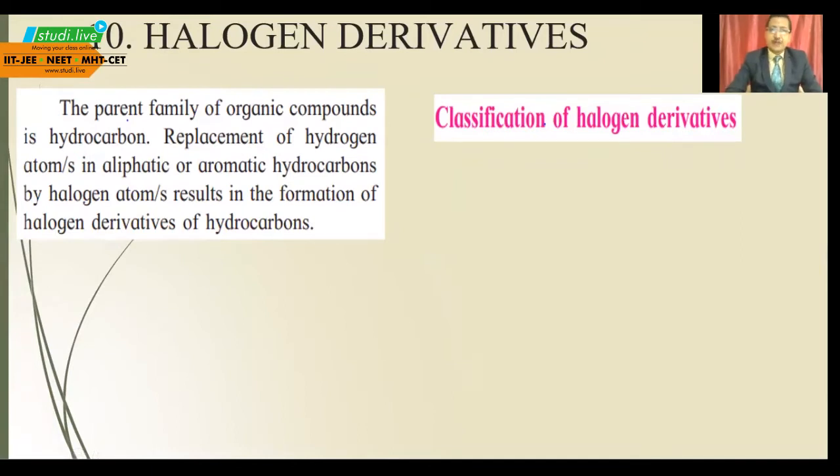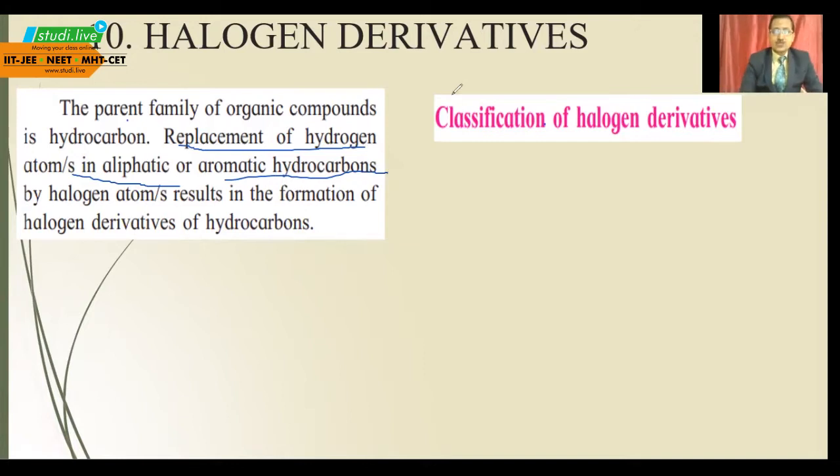So the parent family of organic compounds is hydrocarbon. So when you say hydrocarbons, what are hydrocarbons basically? Yes, compounds containing carbon and hydrogen. They are called as hydrocarbons. And this hydrogen atom, you can see here the hydrogen atom is replaced over here. Now this hydrogen atom is replaced. So replacement of hydrogen atom or atoms in aliphatic or aromatic hydrocarbons, they are called as halogen derivatives of hydrocarbons.